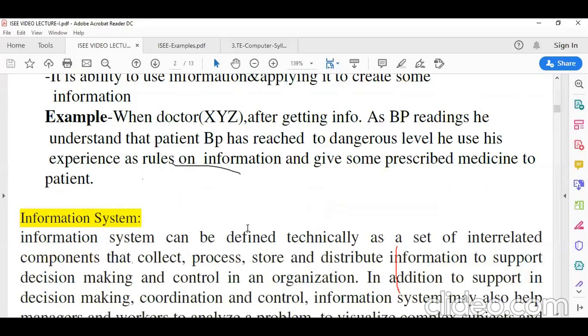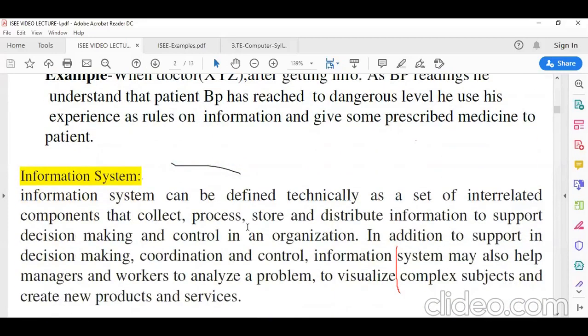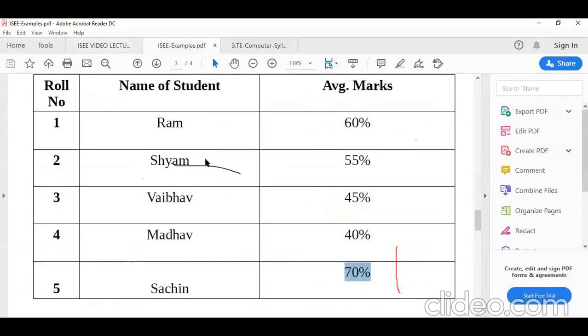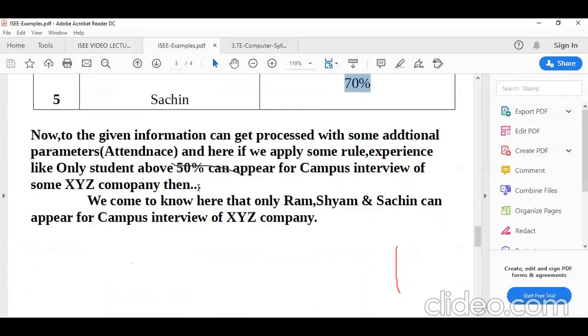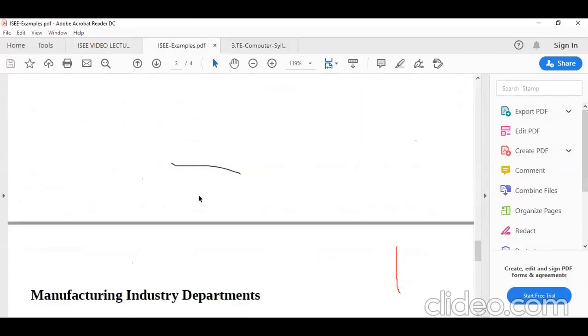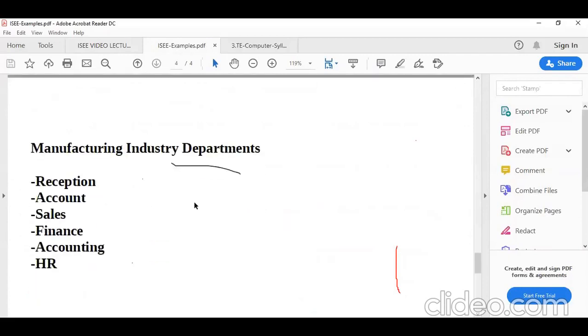Okay. Now come to our point, the information system. Still, I don't want to go to the definition of the information system. Before we go to the information system, there is one example related to our concept that I want to clear here, and from that we'll see the definition of information system. We'll not take the definition present in the book. We'll make our own definition.